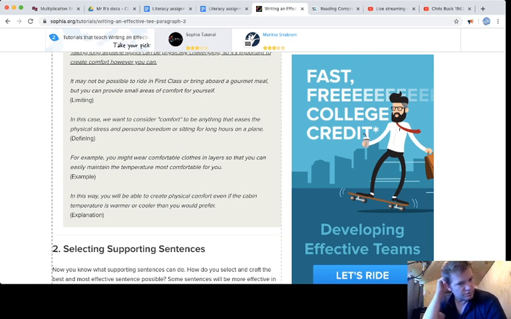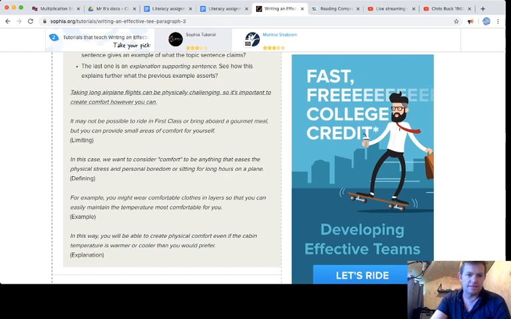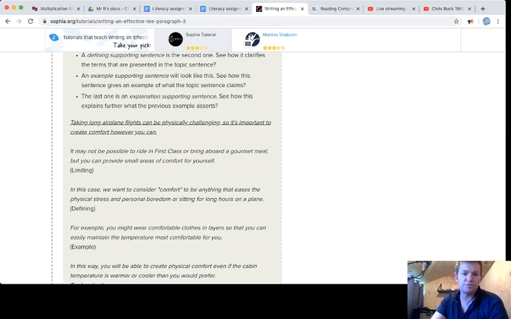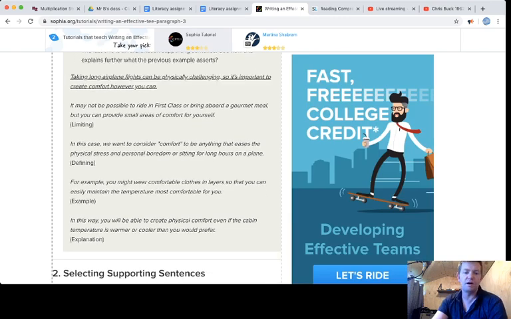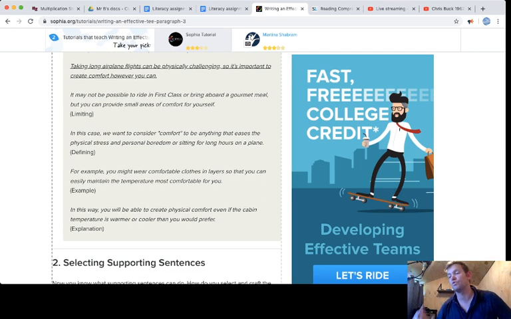The next one is example supporting sentences. They'll be statements that give examples that support your topic sentence's claim. So, for example, you might wear comfortable clothing in layers so you can take off and easily maintain the temperature most comfortable for yourself. That's an example of what someone can do.